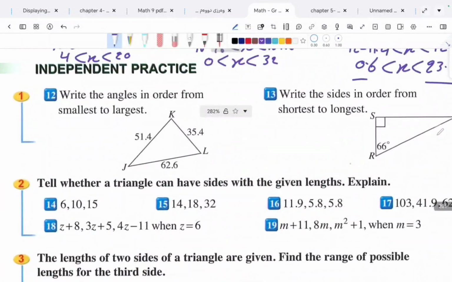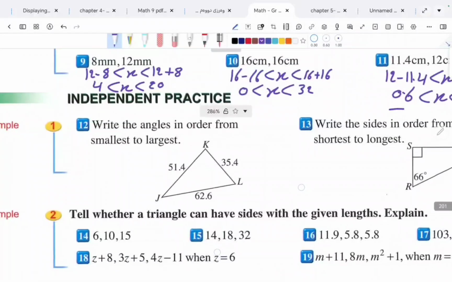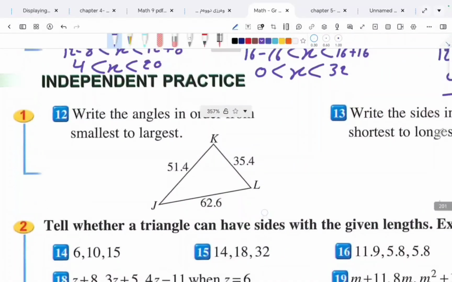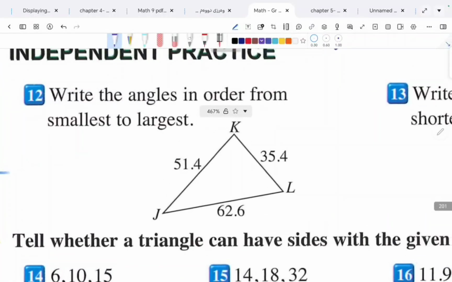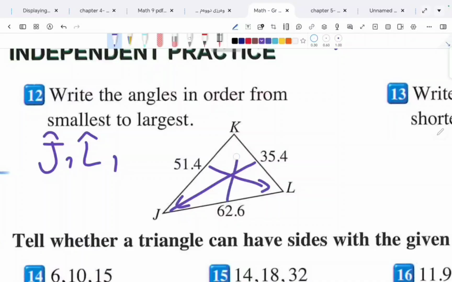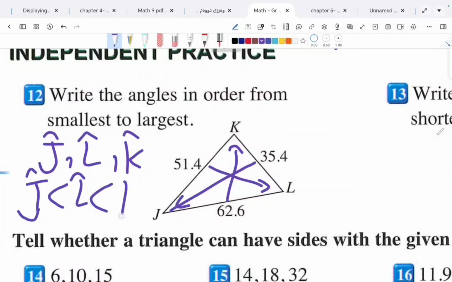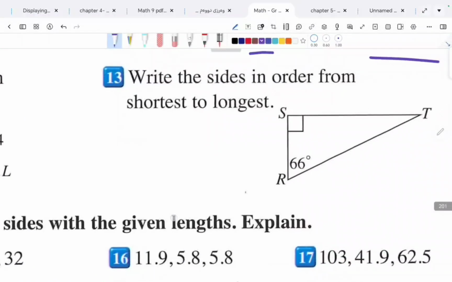Same as this one, it's just like the other questions. The sides are given, so you have to order the angles. Which one has the smallest? It's 35. It's opposite to J. Then after J, you have what? 51, which is opposite to L. Then 62, which is opposite to K. Or you can say J is less than L and it's less than angle K.